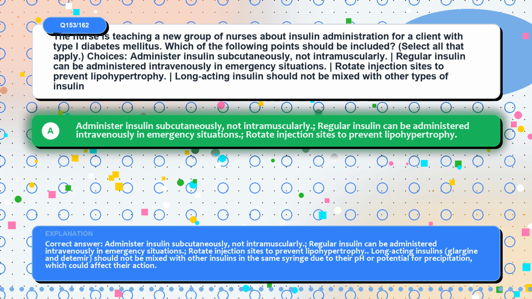Long-acting insulins glargine and detemir should not be mixed with other insulins in the same syringe due to their pH or potential for precipitation, which could affect their action.